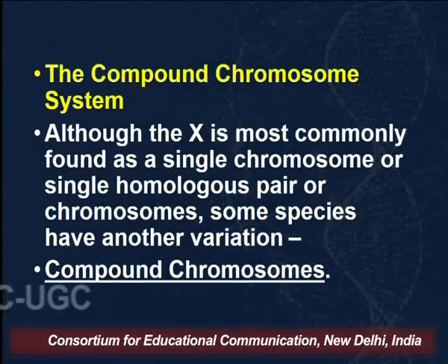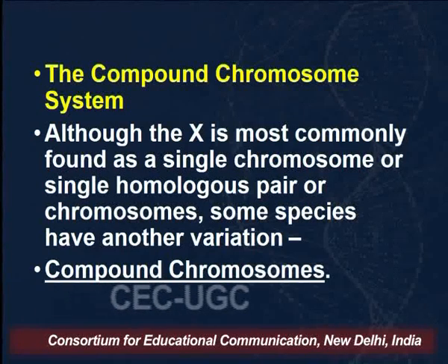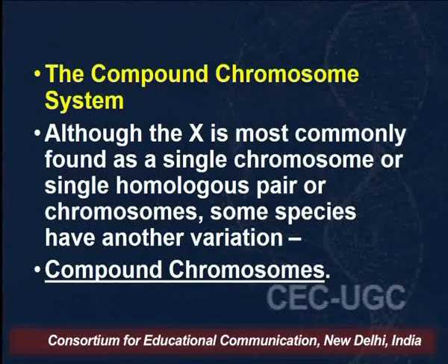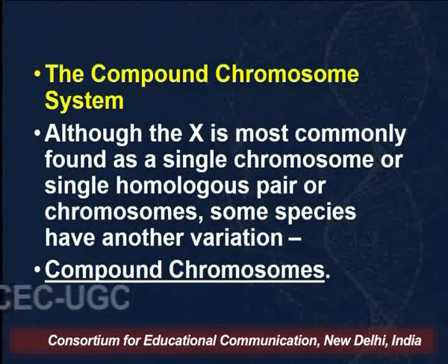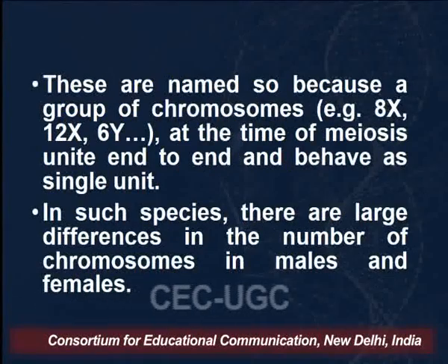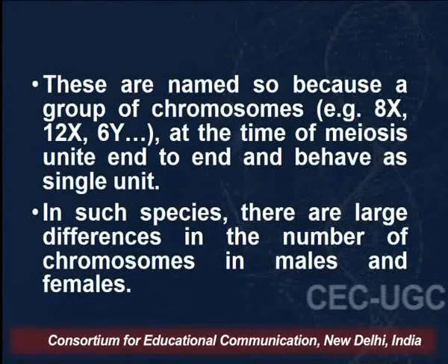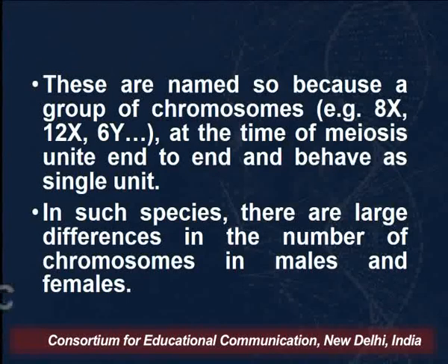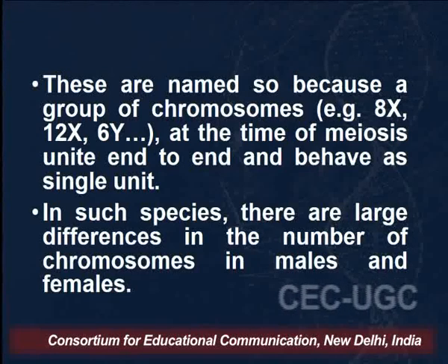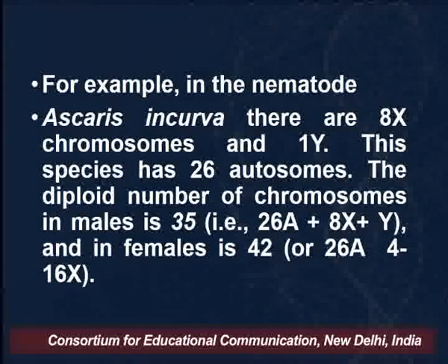We also have a mention of compound chromosome systems in literature. That means instead of just one X or a Y, there could be a compound chromosomal situation, because there are 8 X chromosomes, 12 X chromosomes, and even 6 Y chromosomes which are present. So in this case, how can you expect that the chromosome number in males and females would remain constant? It would not, and there will be large differences in their number.